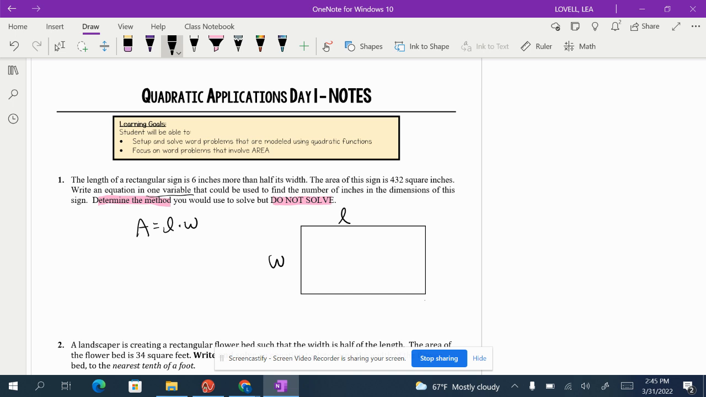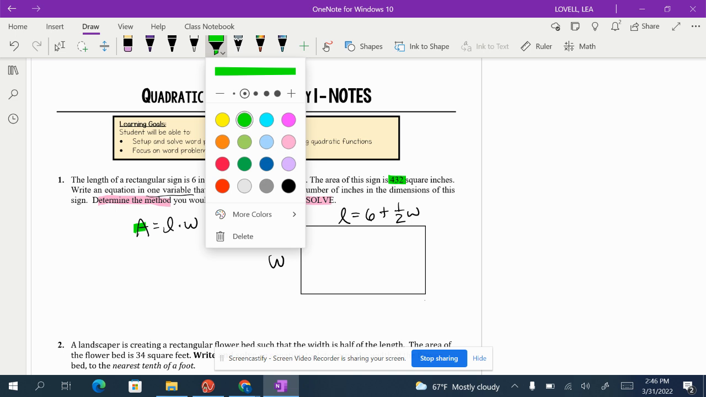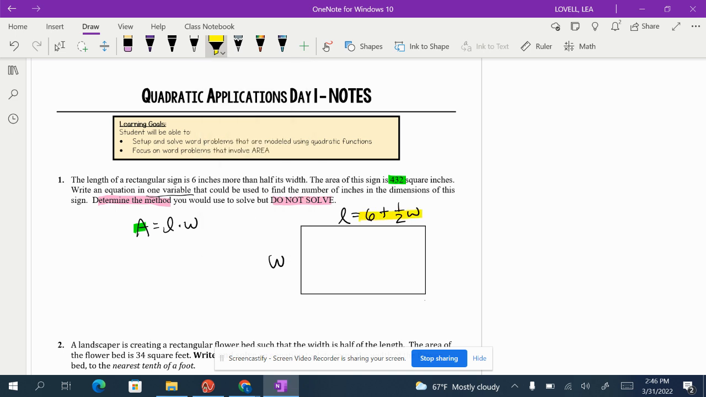And then the problem gives us the length of the sign in terms of its width. The length is equal to 6 inches more than half of its width. So now let's go to the formula for area and substitute in our known values. The problem tells us that we have an area of 432 square inches. We have a length of 6 plus 1/2 W, and we have a width of just itself W. So let's substitute these values into the formula.